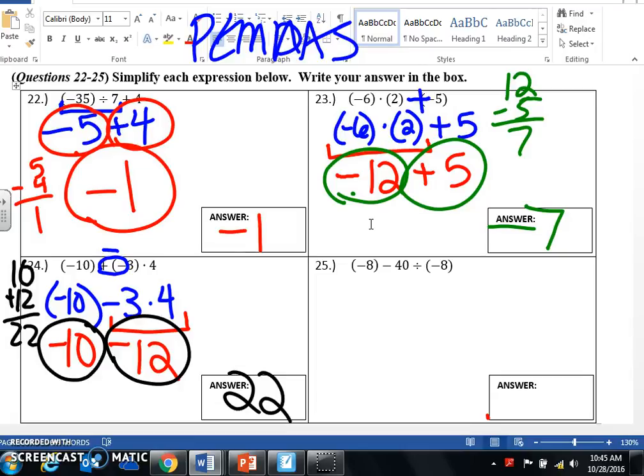Scuba Steve went down 10 meters, then he went down 12 more. He's down 22 meters. Do not forget your negative.